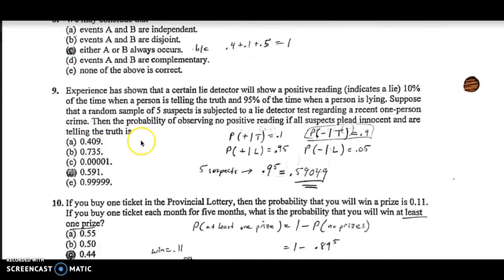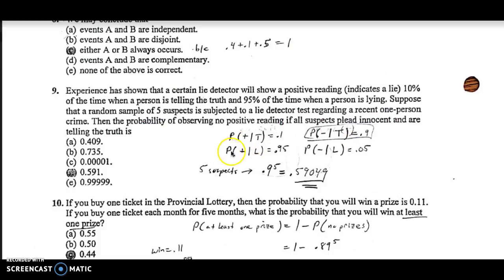Number 9, experience has shown that a certain lie detector will show a positive reading, which means that it indicates a lie, 10% of the time when a person is telling the truth. And it'll show a positive reading 95% of the time when the person is actually lying. Suppose that a random sample of 5 suspects is subjected to a lie detector test regarding a recent one-person crime. Then the probability of observing no positive reading, if all suspects plead innocent and are telling the truth, is what?